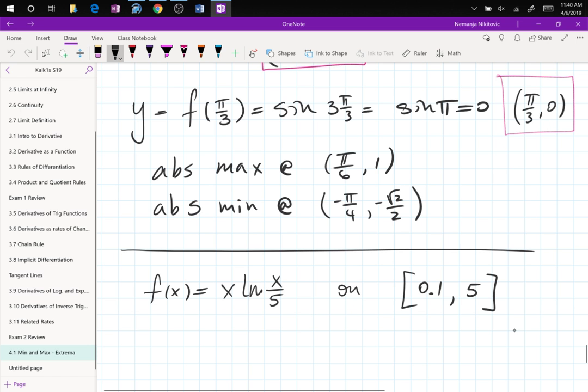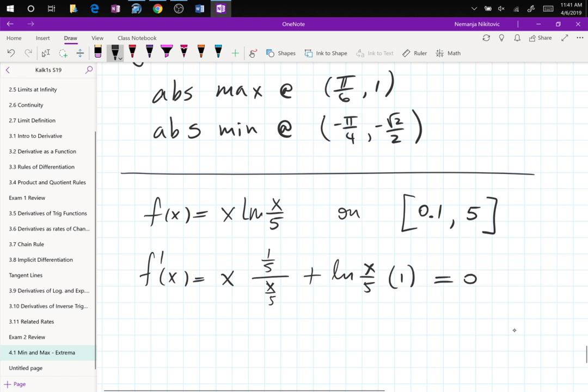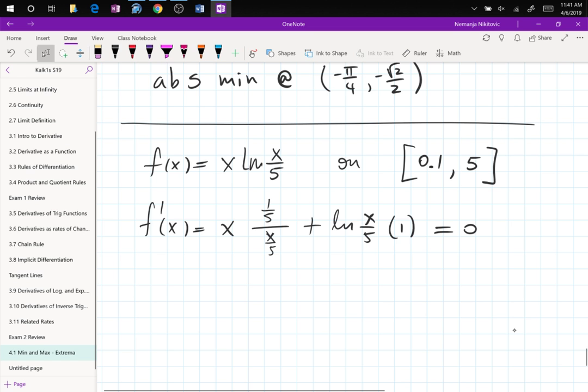Okay, let's take a look at this problem together. So we have the product rule. f prime of x: copy the first and then the derivative of the second. Now, the derivative of the second will be x over 5 times 1/5 in the numerator, plus ln of x over 5 times 1, which is the derivative, set equal to 0. So the fifths cancel, the x's cancel, so it's 1 plus ln of x over 5 equals 0.